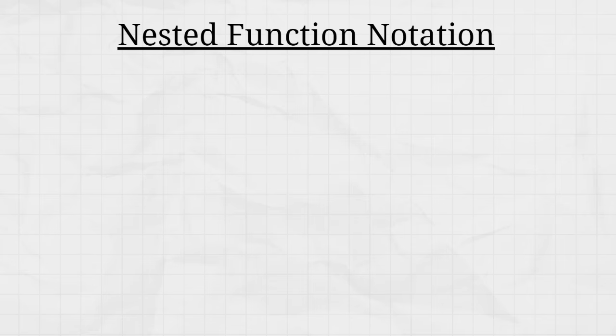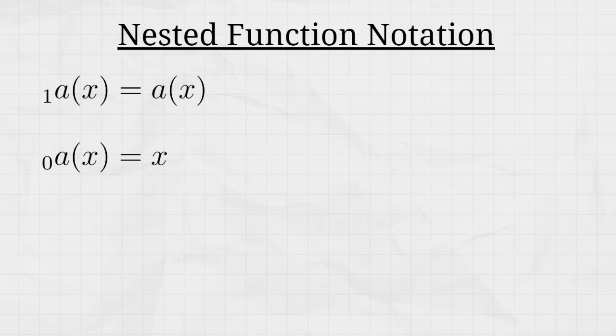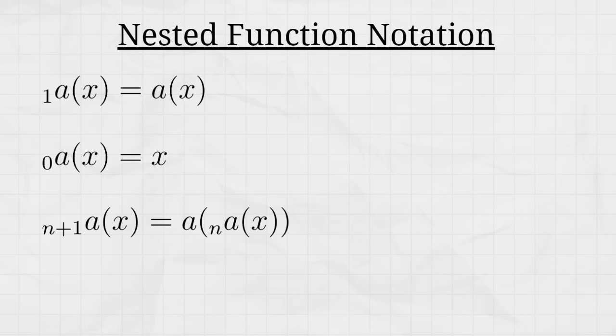Before we continue, let's go over some of the rules for our nested function notation. We saw that when n equals 1, we just get a of x right back. And when n equals 0, we took whatever n equals 1 was and just did the inverse of a of x, so we end up with x all by itself. We also have this iterative rule that sub n plus 1 of a of x equals a of sub n of a of x. This comes from how we defined the nested function notation.